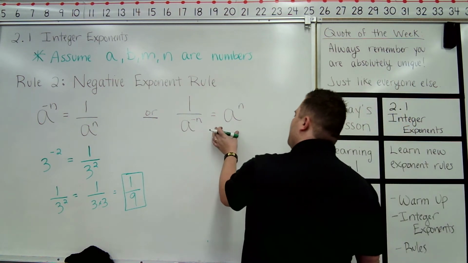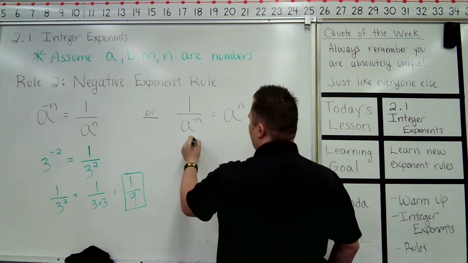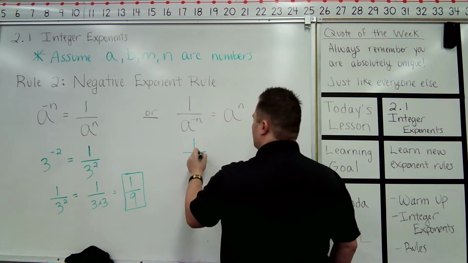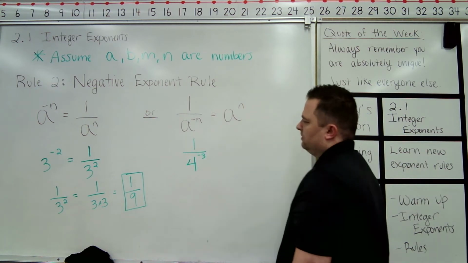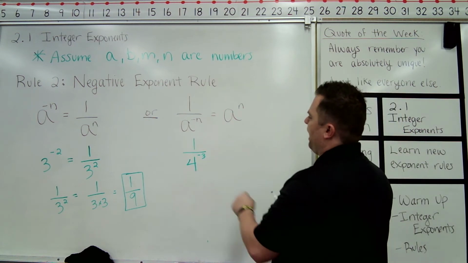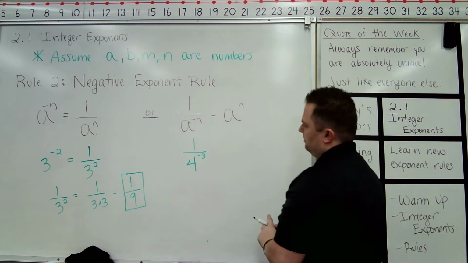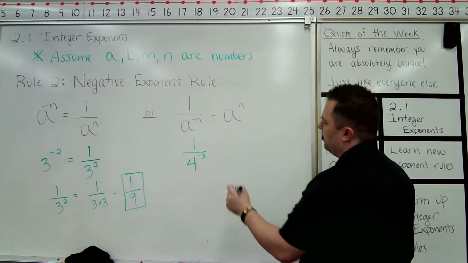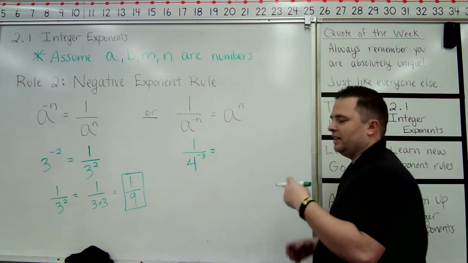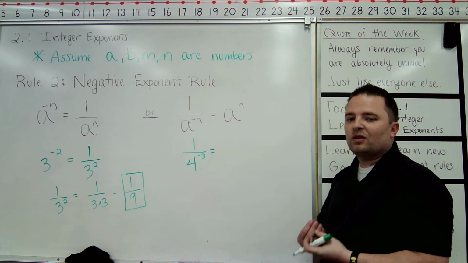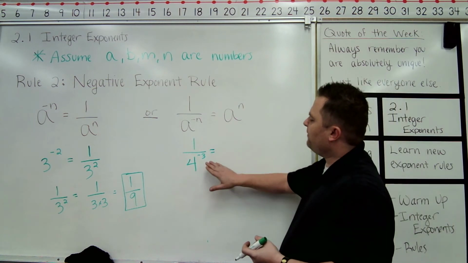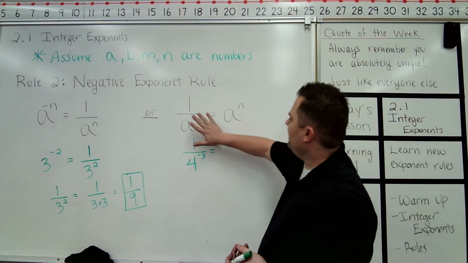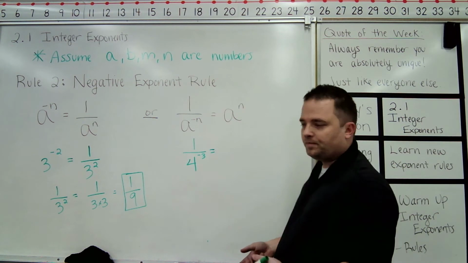An example of this would be, let's just say I have 1 over 4 to the negative 3. I have something that looks like this. It's in a fraction form with a number and a negative exponent in the denominator. What this rule says I can do, what's the entire purpose, is to get rid of the negative exponent. I have to deal with this negative exponent first. I have no way to solve it until I do. This rewrite allows me to do that.